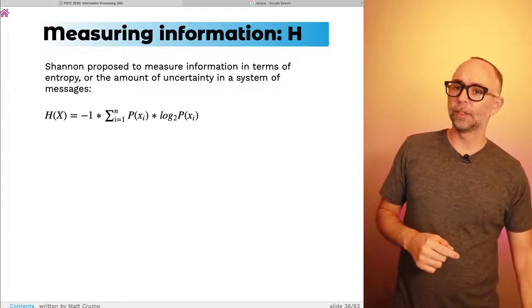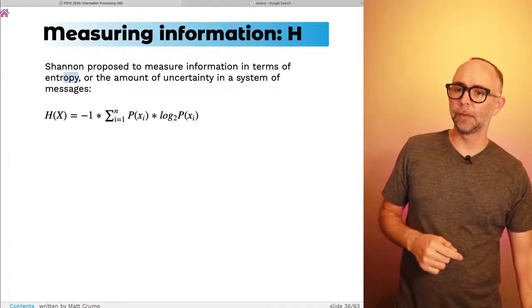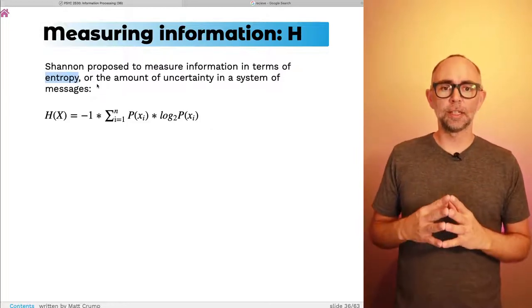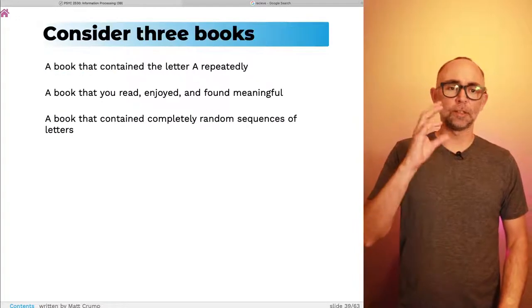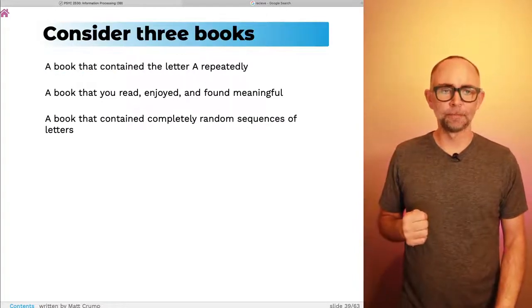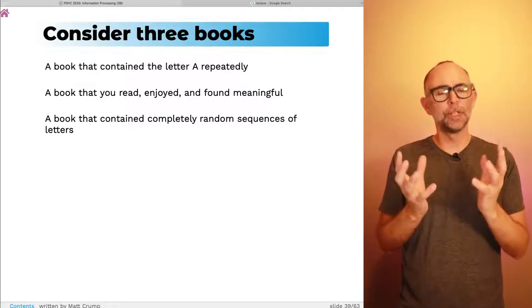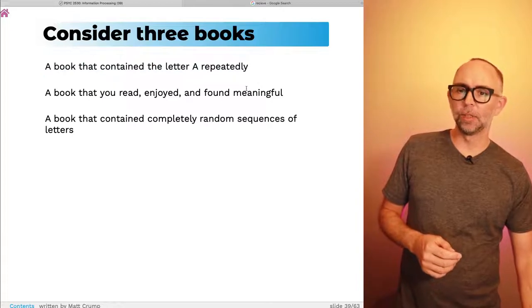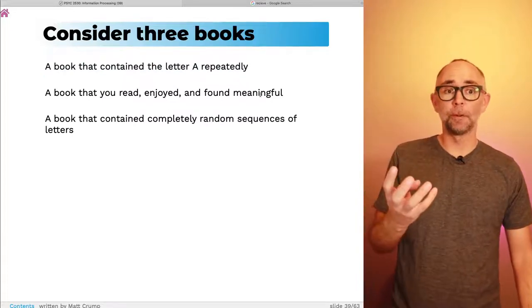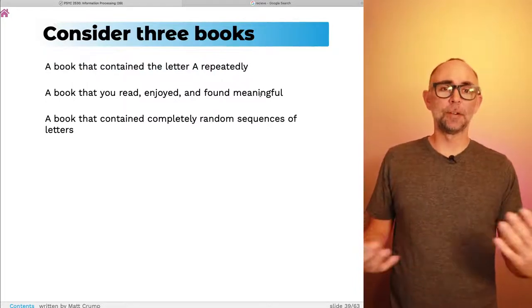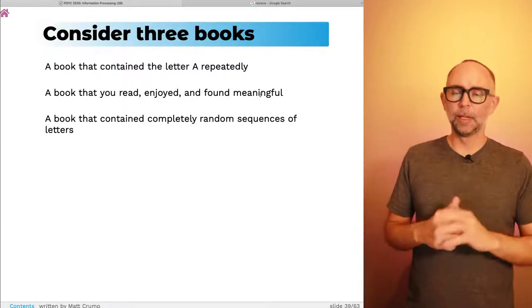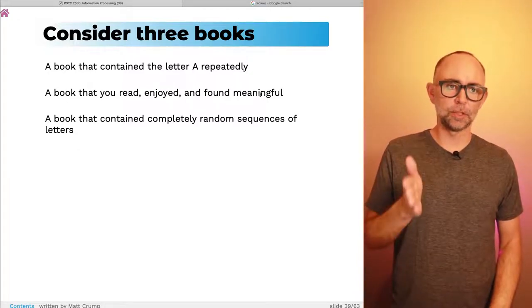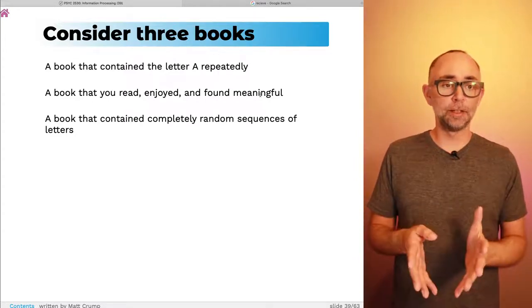So earlier I said that Shannon defined information in terms of entropy, which is the amount of randomness in a system. So a book that's totally random would have the most information. This is not a psychologically real concept. For example, we might think about books that are enjoyable and meaningful to us as having more information for us than a book of random letters. But remember, Shannon wasn't developing this tool to measure psychological concepts. He was just trying to essentially measure how random things are.